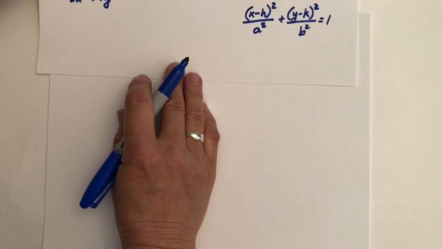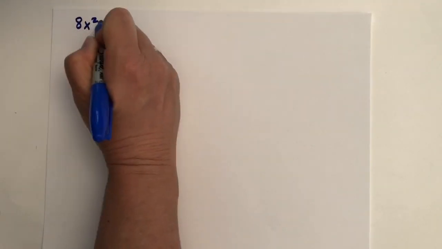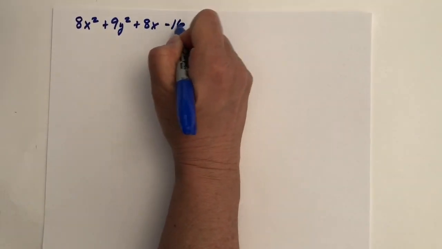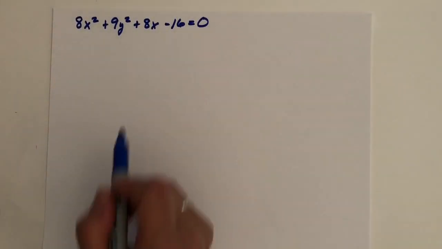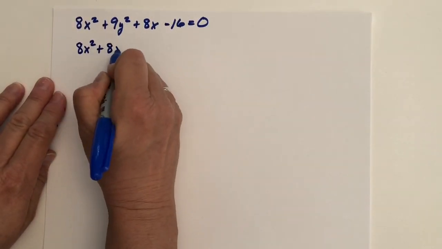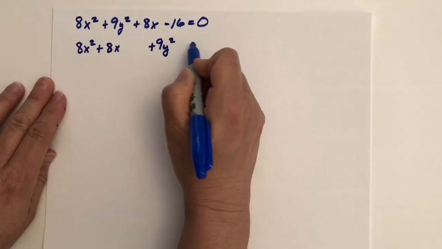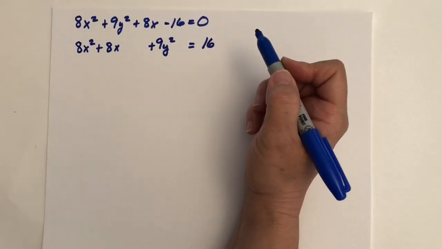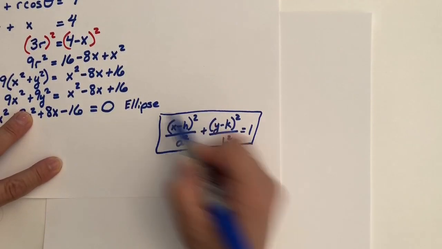Let's move this up. And I'm going to copy the equation down again. It is 8x squared plus 9y squared plus 8x minus 16 equals 0. And we're just going to practice writing this in standard form. So I put the x's together. I have my y squared still here. And the constant doesn't need to remain on this left side. We'll put it on the right side. Again, don't lose sight of our goal.